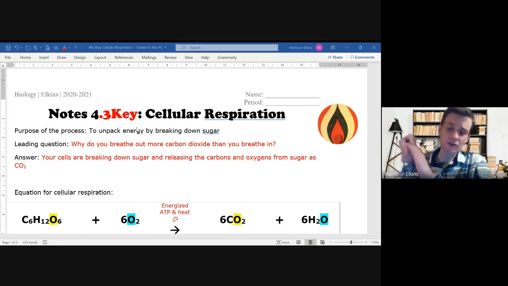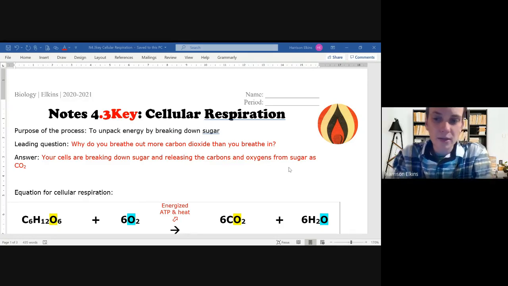Now here's the thing, every organism does this. So remember from our notes 4.1, whether you're an autotroph or a heterotroph, you're a plant, a fungus, an animal, no matter what, you are going to be doing cellular respiration to break down sugar because you want to get that energy from the sugar. Okay. So here's a question that we want to ask. Why do you breathe out more carbon dioxide than you breathe in? And you can write that down.